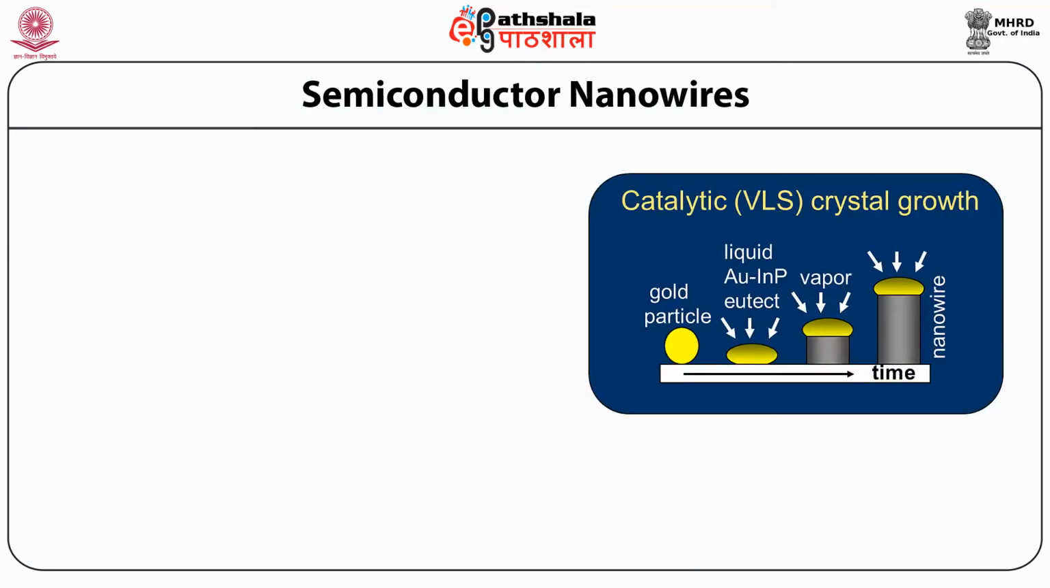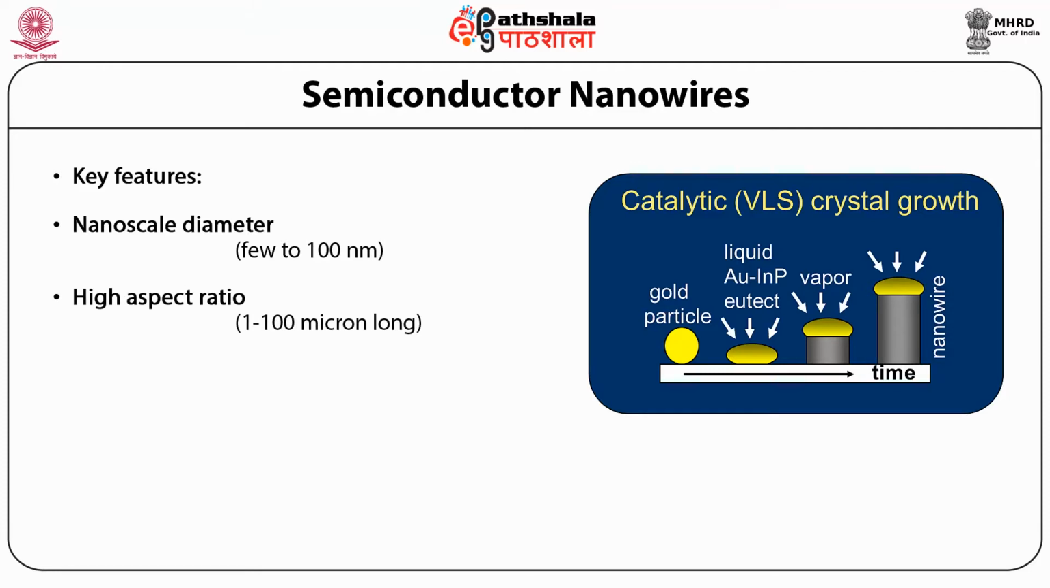Semiconductor nanowires. So, a common technique, that is VLSI crystal growth technique, whose schematic is shown over here, is used to fabricate the nanowires, and their key features are: it is having a diameter of around 100 nanometers, having high aspect ratio 1 to 100 microns long, and is versatility in composition.